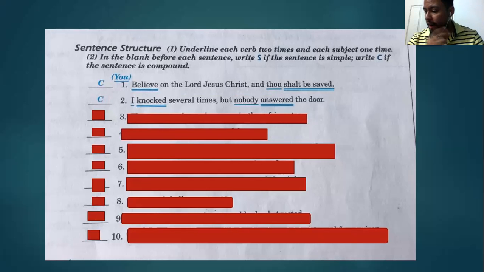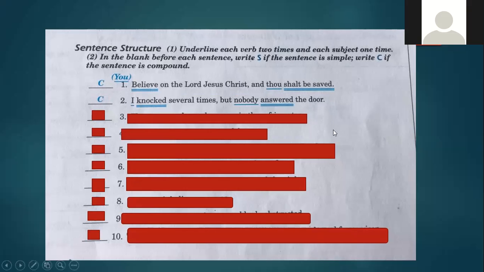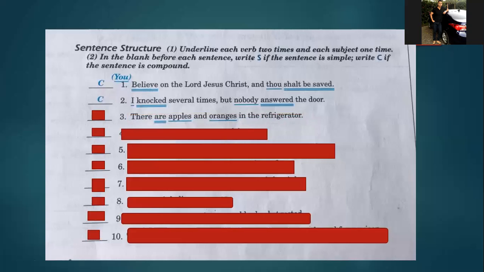Hurry up. There are apples and oranges. And what? Apples and oranges are the subject. Exactly. There or are could be the verb. Okay, let's check it out. Yes, are is the verb, apples the subject, and oranges another subject. And write the letter S, simple sentence. This is a simple sentence. No lleva más de dos sujetos, it's simple in this case. I mean, yes, it's simple.